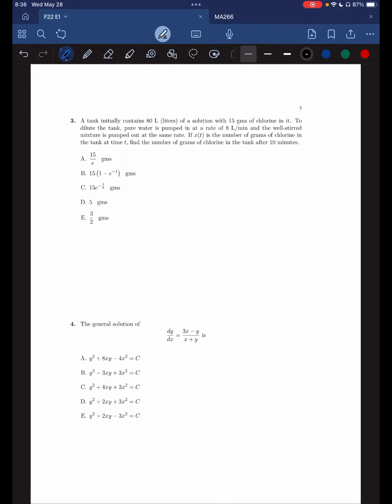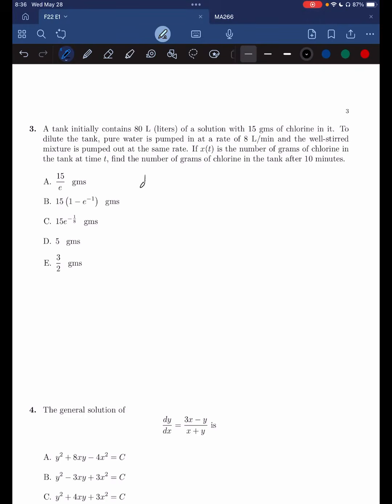Now we have a tank problem. Before I do anything, I just want to write the general form we will be following all the time: R in times concentration in minus R out times concentration out. Now let's annotate this. We initially contain 80 liters of a solution, so our initial volume is 80 liters. It's a constant. The 80 liters that is initially in here has 15 grams of chlorine in it.